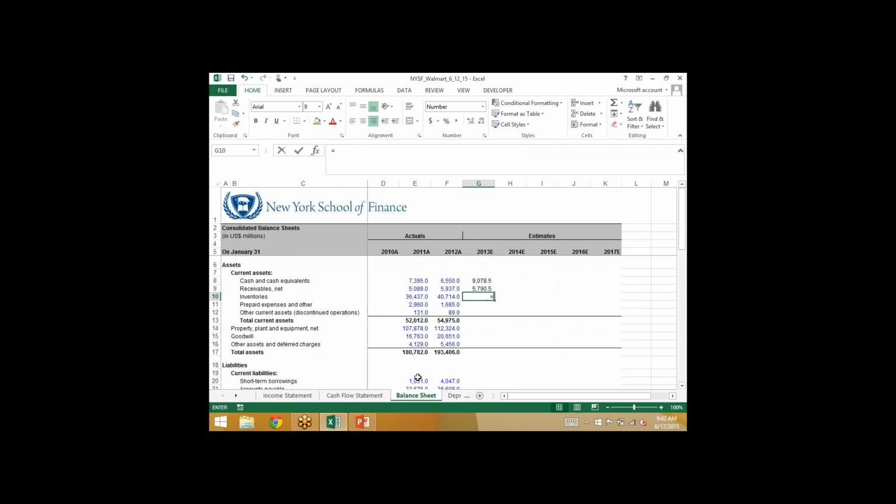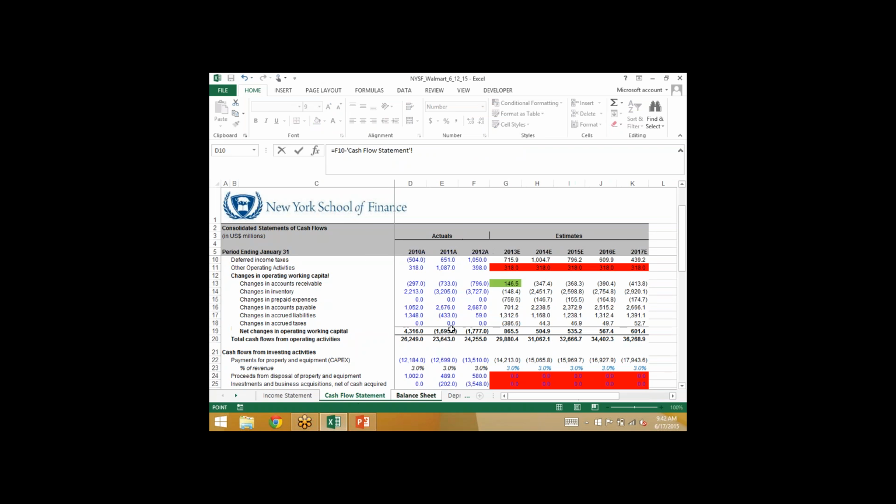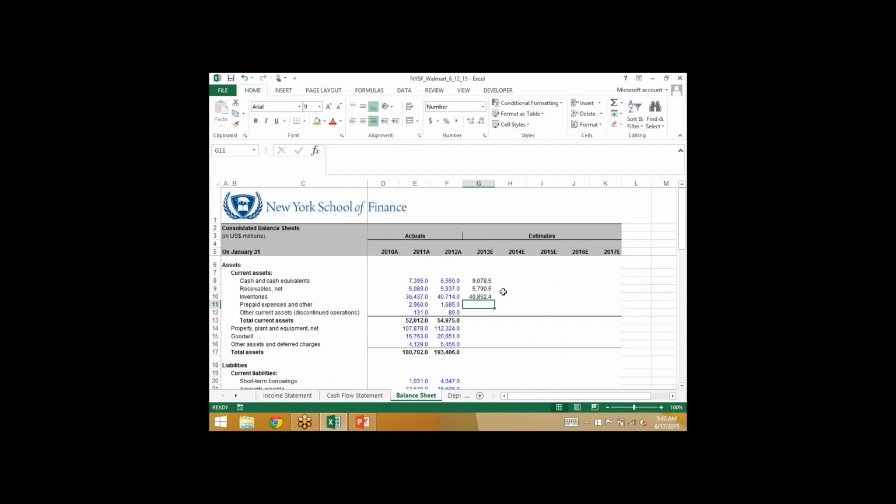So the formula is going to be inventory from the year before minus change in inventory. It'll effectively be a double negative. Minus the negative 148 effectively means plus 148, which is going to bring inventory up. Notice the pattern, right? It's always starting with the 2012 balance plus or minus the cash flow change.